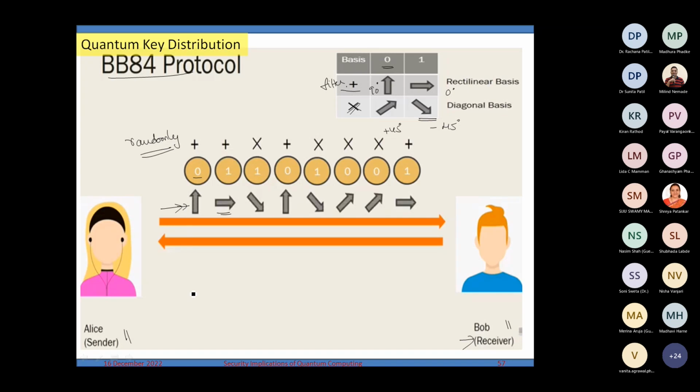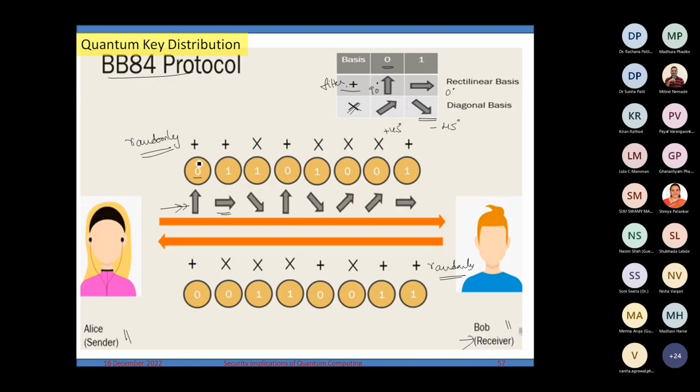Now, what would Bob do? Bob would receive the photon states and then apply his filter. When Bob applies this filter, he will apply it randomly as well. He does not know the filter order or the basis order Alice has applied. Imagine he is applying in this particular order. Then what does he get? You see the state is this, which is at 90 degree up. When he applies the rectilinear basis, he gets 0. In this particular scenario, both are the same.